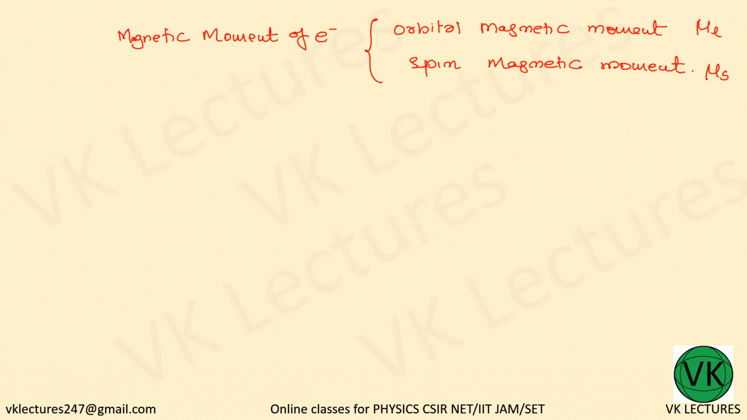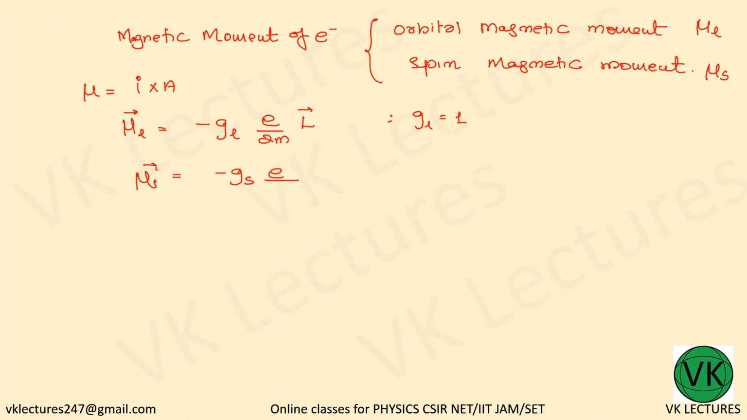Okay. So magnetic moment mu is equal to I cross A, where A is the area and I is the current, and mu L is given by minus gL e by 2m into L. So that is the magnetic moment mu L, and the value of gL is equal to 1, and mu S is equal to minus gS e divided by 2m into S, and the value of gS is equal to 2.